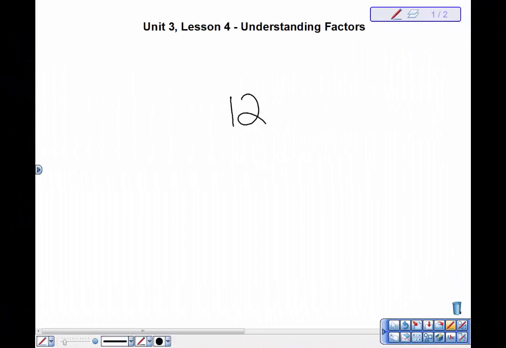All right, let's talk about factors. Now, factors are different numbers that can be divided evenly into a larger number. For instance, if I take a look at the number 12 here on the screen, factors of 12 are any number that can be divided evenly into 12 where the quotient, or our answer, will be a whole number and won't have a remainder.